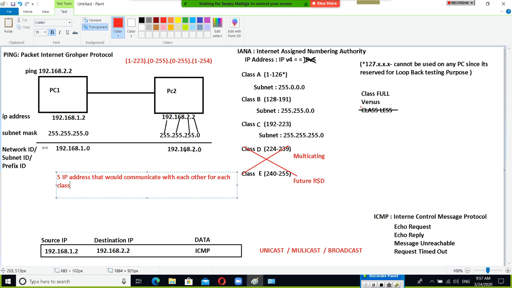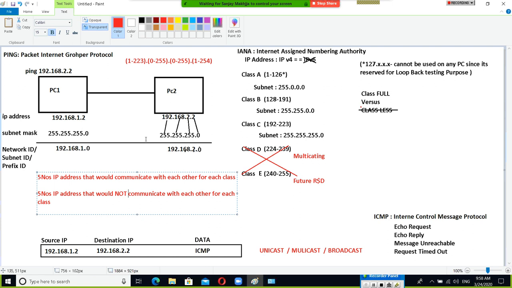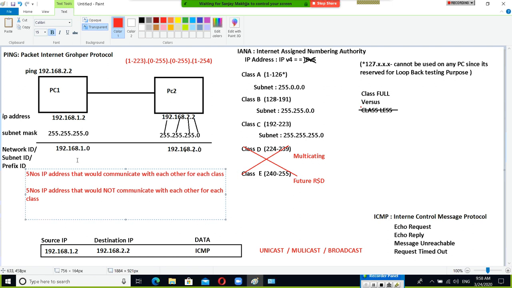I mean for class A 5, class B 5, and class C 5. Then they will communicate, and then not communicate. Next, I want you to choose any two of them and convert them into binary. Learn the binary part.